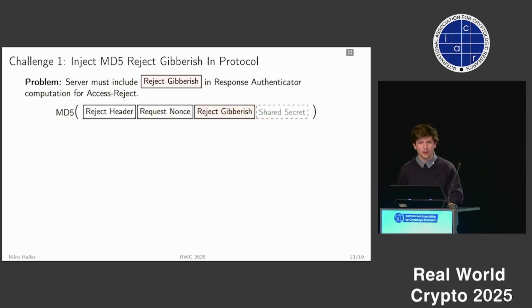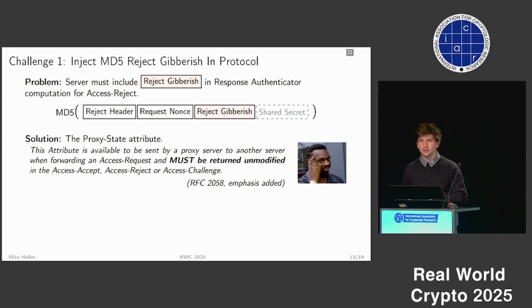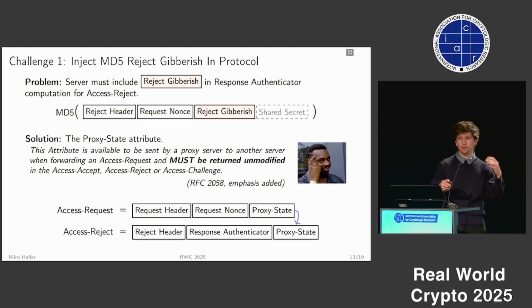The first challenge is that we must convince the server to include the reject gibberish in its response authenticator computation. And that seems a little bit impossible at first, because why would the server include some arbitrary bytes that the adversary picks in its computation? But lucky for the adversary, the standard defines something called the proxy state attribute, which is truly perfect for our attack. The RFC mandates that this attribute must be returned without any modifications in the response. And so what the adversary can do is put the reject gibberish in a proxy state attribute in the access request, and then this attribute will be copied over to the reject. And so it will be included in the response authenticator computation.